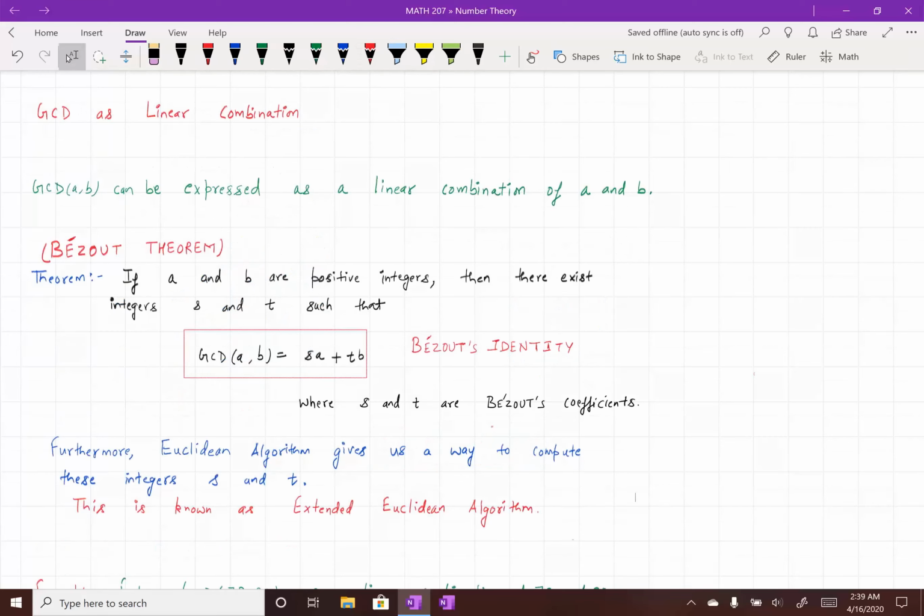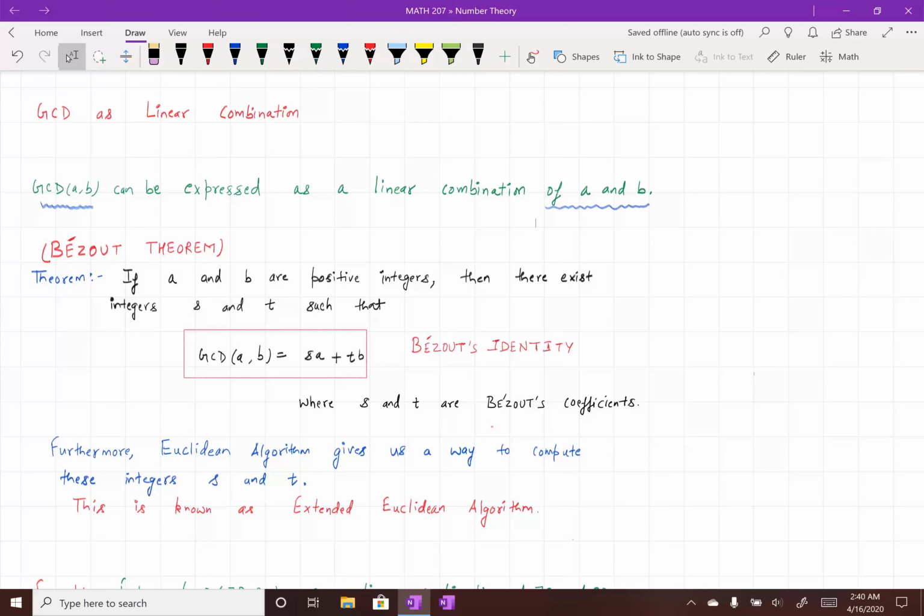So after computing the GCD efficiently based on the Euclidean algorithm, the next thing we want to learn is whether the GCD can be expressed as a linear combination. In particular, if we know the value of the GCD of A and B, can that be expressed as a linear combination in terms of those positive integers A and B?